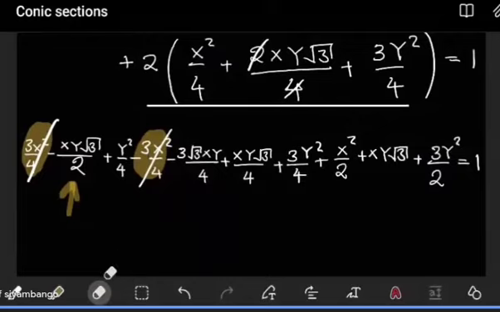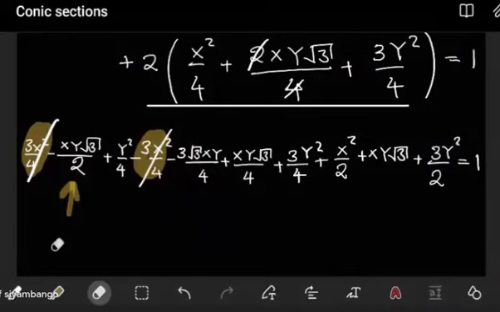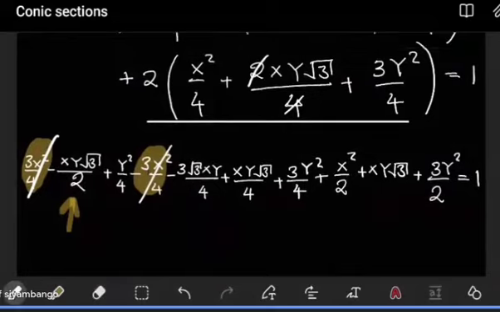So let me see if the terms with the y squared are going to that. Yes, looks like they will.